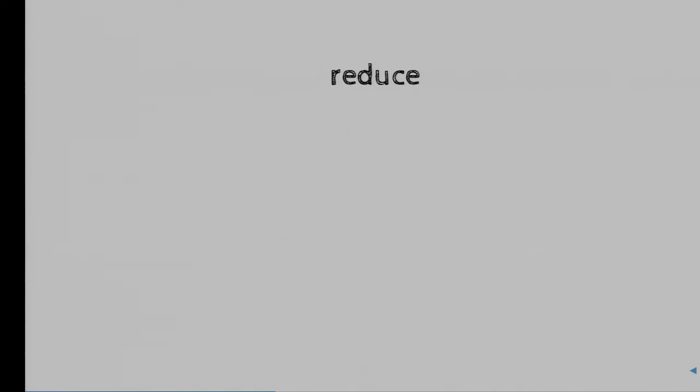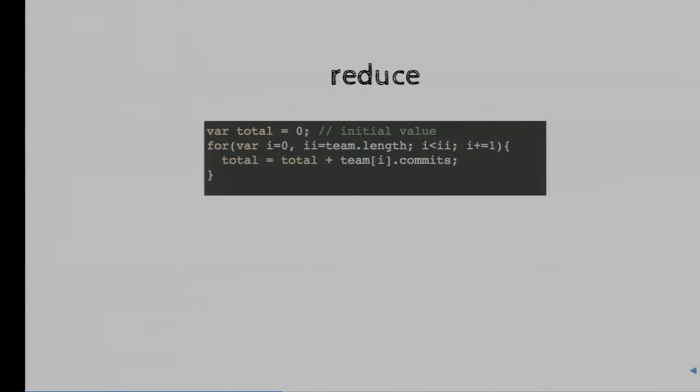And then, last, this is probably the most difficult to grasp, and that's reduce. So let's see how it will look in JavaScript. So we start with a reduce function that will calculate how many commits the team has done. So we'll go through each of the members and we'll just aggregate these commits to the total. And we can see how we are using the initial value, and then how for each of the team members we are calculating and aggregating this value to the total.